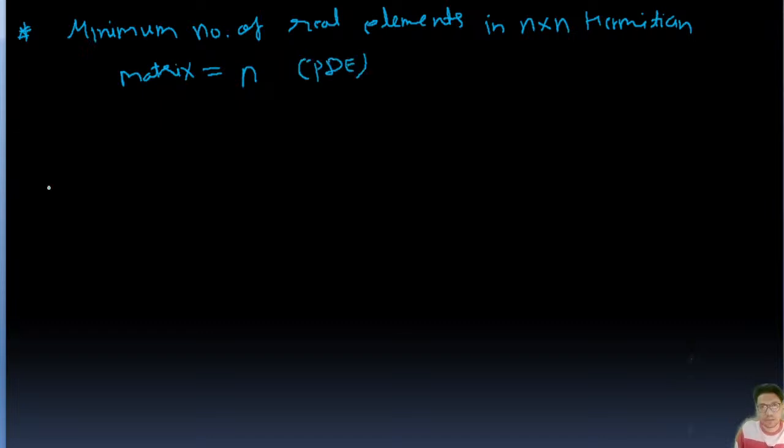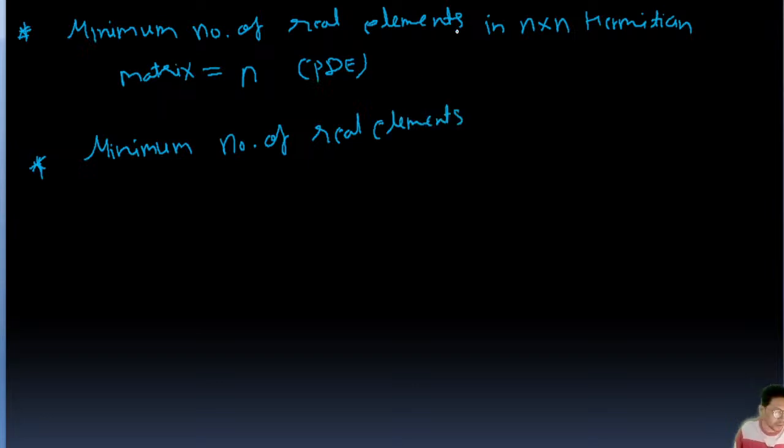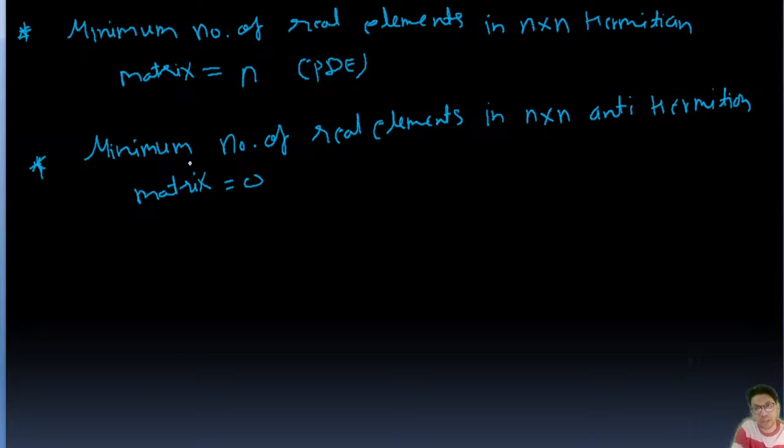Similarly, the minimum number of real elements in an n cross n anti-Hermitian matrix is 0. So the number of real elements in an n cross n anti-Hermitian matrix is 0, and the principal diagonal elements of Hermitian matrices are real. And here we can see the principal diagonal elements of an anti-Hermitian matrix are either 0 or purely imaginary.